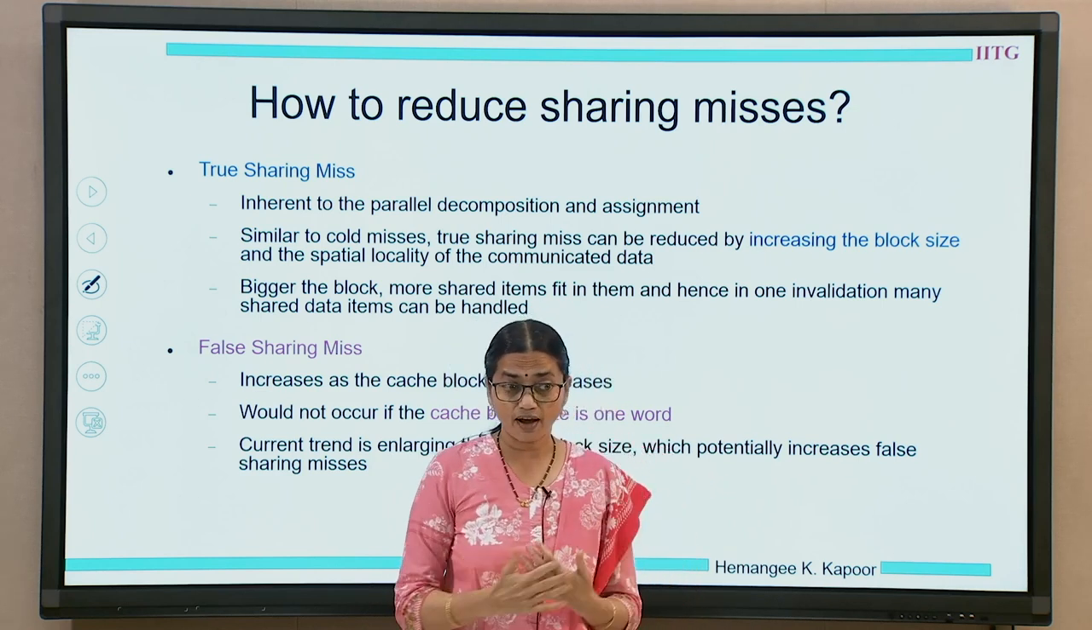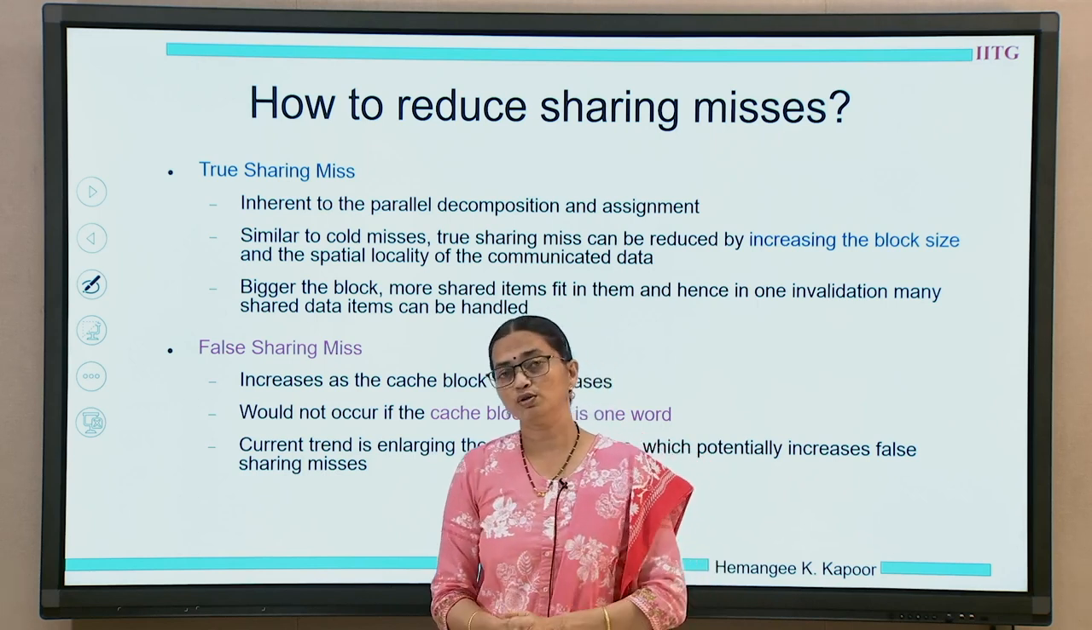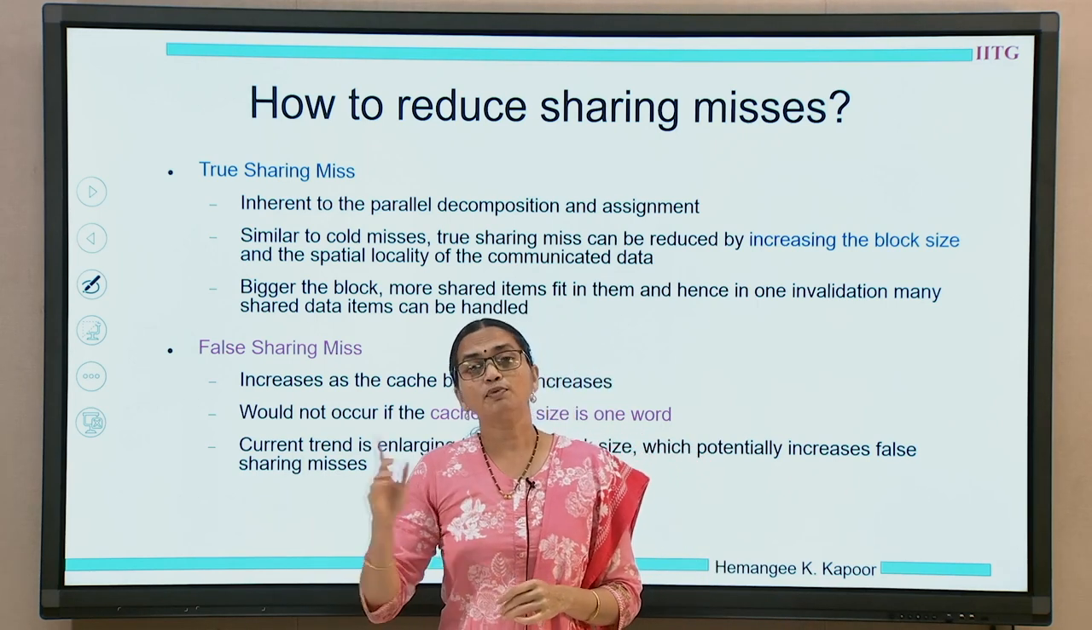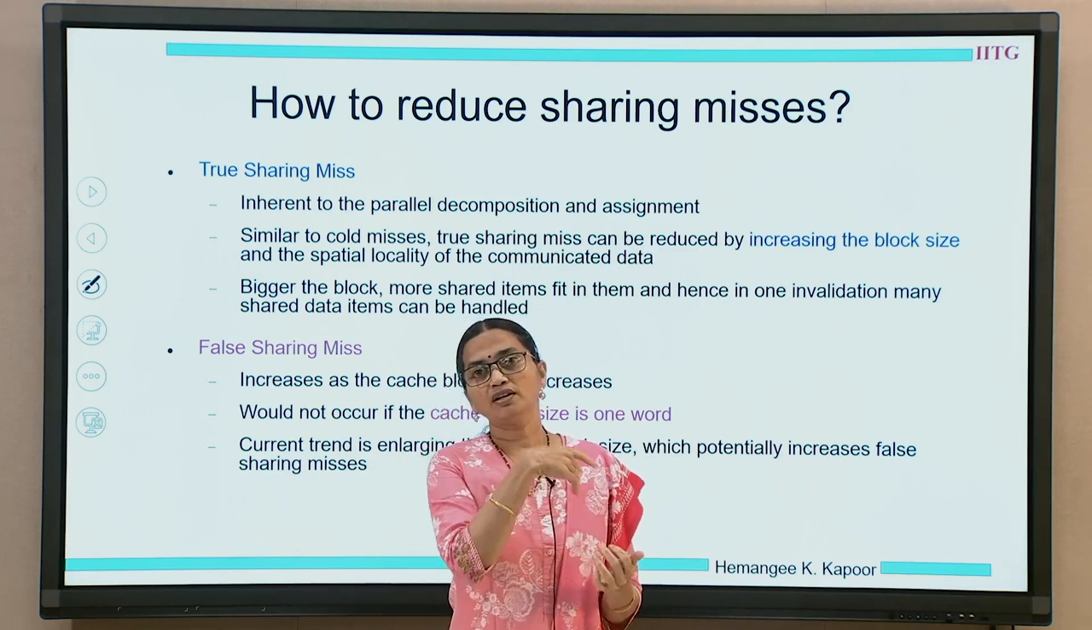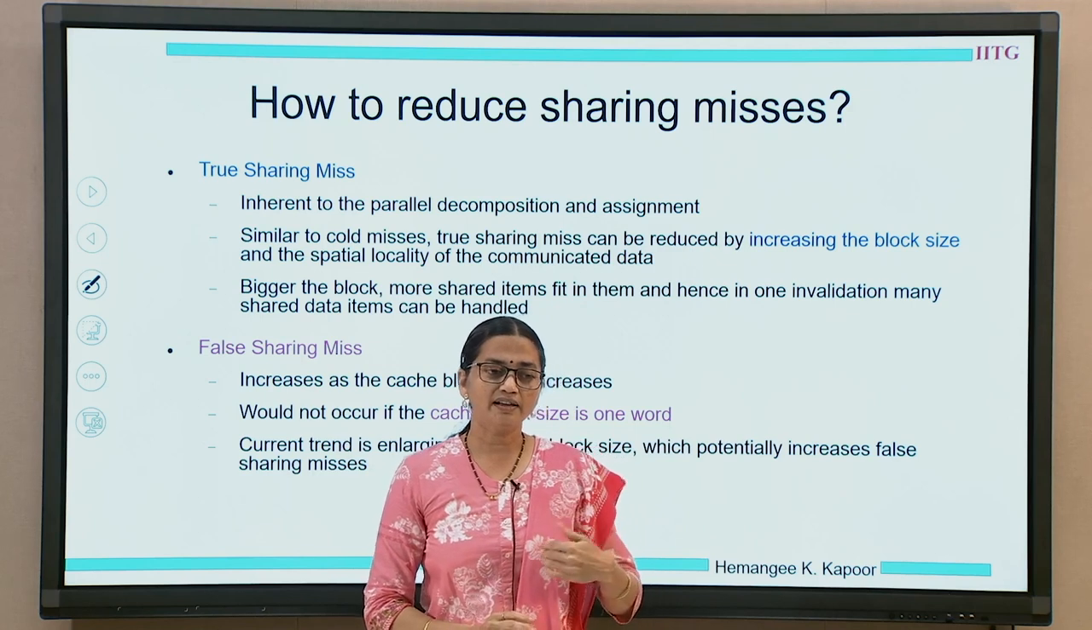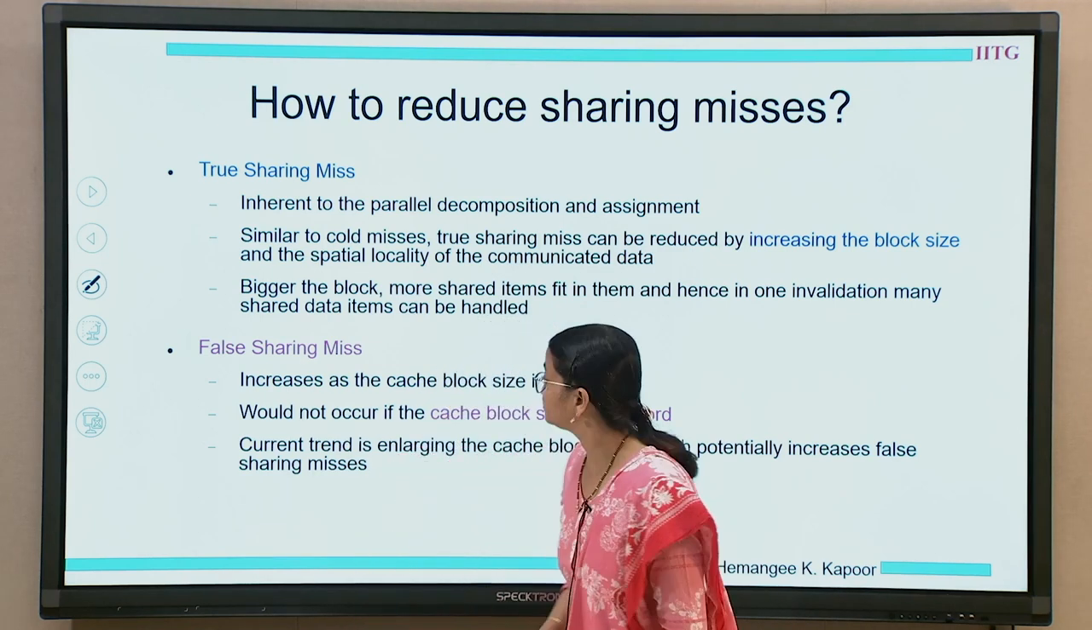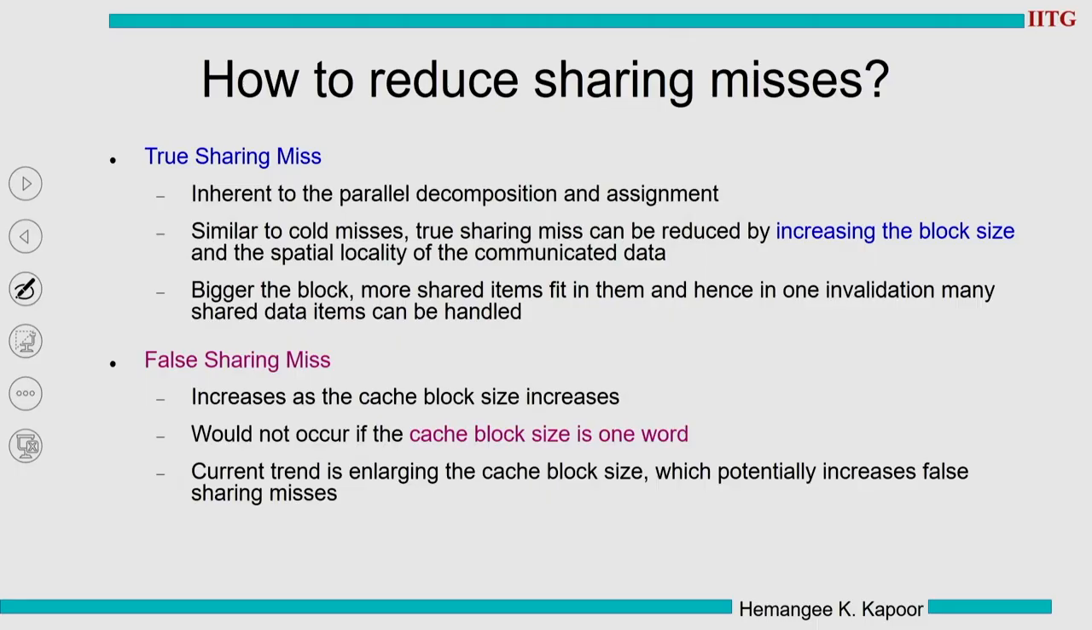However, if you recollect, if I have a big cache block, there will be other words also in this, and there is a possibility that other processors will be using those words and not the ones which are modified, and this will indirectly have a negative impact on the false sharing miss. True sharing misses are inherent because we are going to assign variables or share variables across different processes, and if I increase the block size, then due to spatial locality, I can reduce the number of invalidations happening to and fro, and the amount of communicated data can be maximized. So I can maximize the communicated data if I have a larger block size.